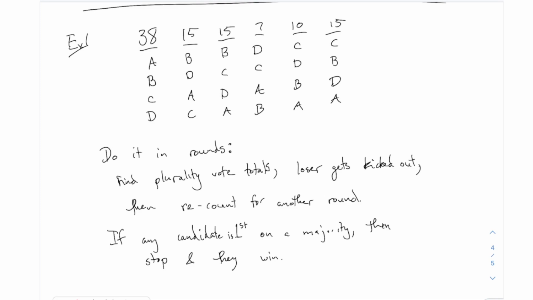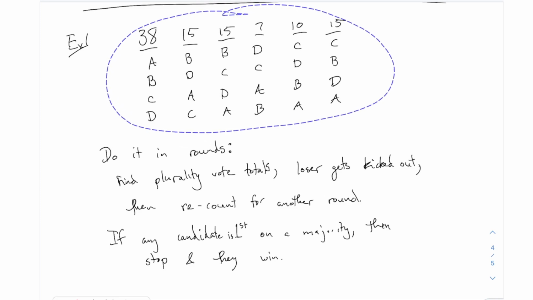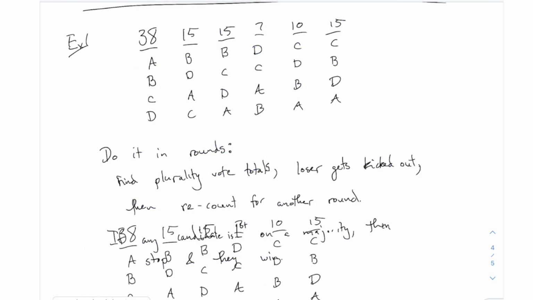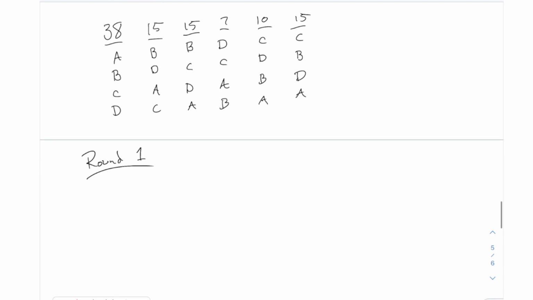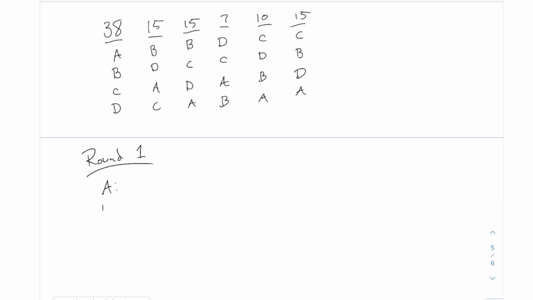Let's try this example here, and now I'm kind of run out of room. I'm going to move this down for myself. All right, so let's do round 1. I'm going to count up the plurality vote totals. That is just looking in the top position. A, B, C, D. I have A in the top position with 38 votes here, so A gets 38.